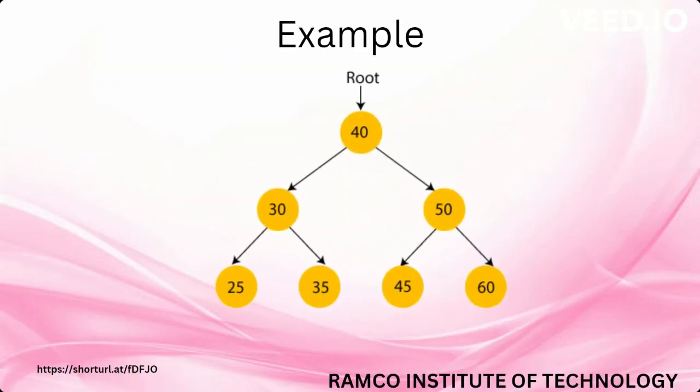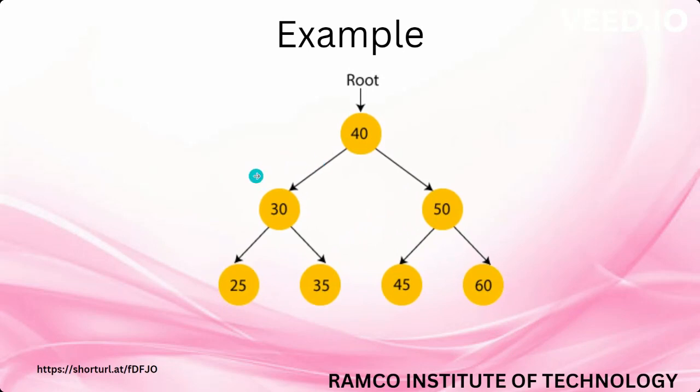Before getting to the topic, we need to know what is a binary search tree. In a binary search tree, all the elements in the left subtree should be less than the root node and all the elements in the right subtree should be greater than the root node. So in this example, we have the tree with root node 40. All the values in the left subtree are less than the root node and all the values in the right subtree are greater than the root node. So this is an example of a binary search tree.